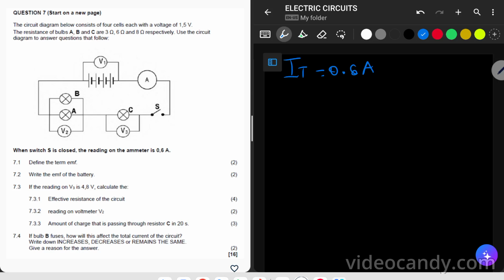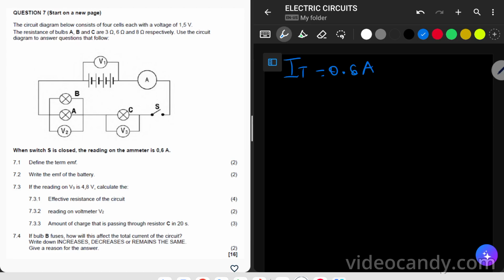Okay. 7.1. Define the term EMF. What is meant by EMF? You can either choose to say the work done per unit charge by a battery or a source, or you can choose to say the maximum amount of energy transferred per unit charge. Those are the definitions that I know of and that I think you should also know, or maybe your teachers will give you another different definition. But EMF is the maximum amount of energy a battery can supply. Simple. You get your 2 marks, you're done with it.